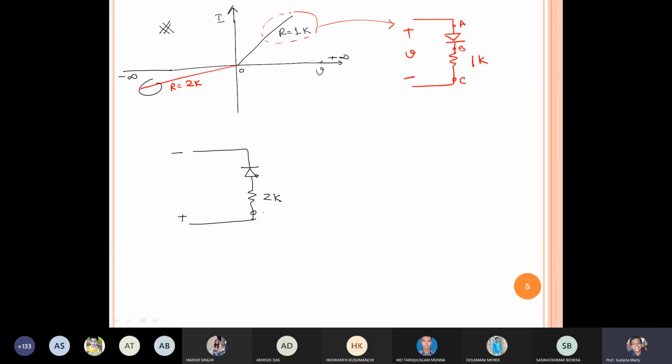So now here I am using the same, similar condition. It is my A, it is my B, it is my C point. Is it clear? Can I draw this circuit in this way?